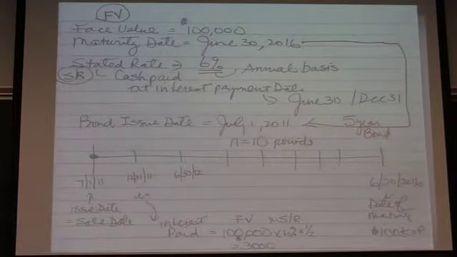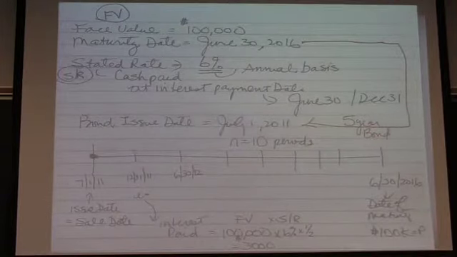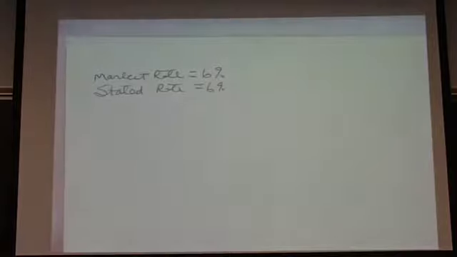Now, in our first example, and I remember I said originally in the video that we're going to have 3 different scenarios. So let's assume that the market rate happens to be equal to the stated rate. So if the market rate equals the stated rate, let's put down market rate, okay, happens to be 6%, and the stated rate happens to also be 6%.